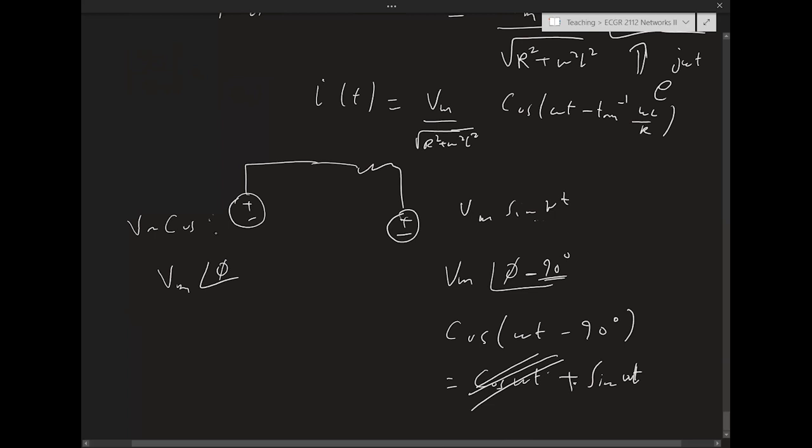If you have a problem where all of them are sines, that's fine. You don't have to shift the 90 degrees. You only have to do this shifting. I can always do the complex response, and then I can take the imaginary part to represent my real response. Okay?